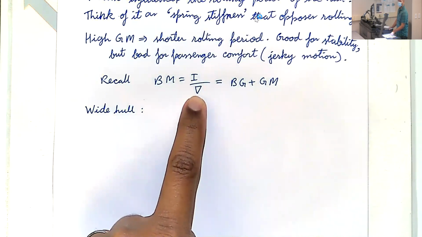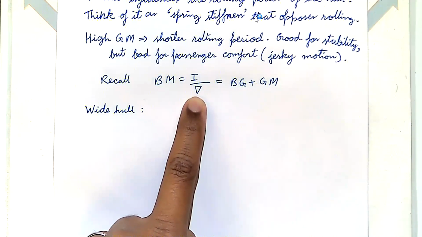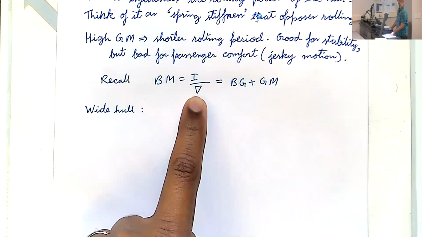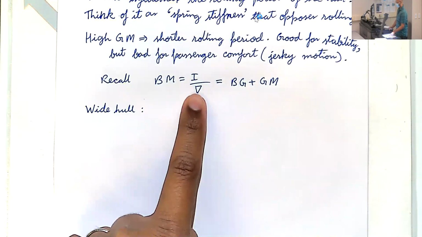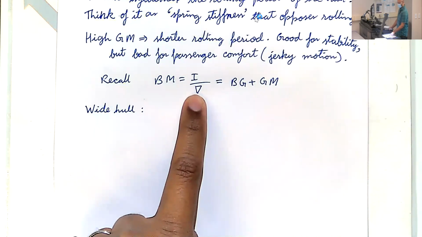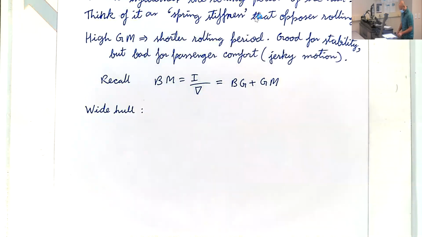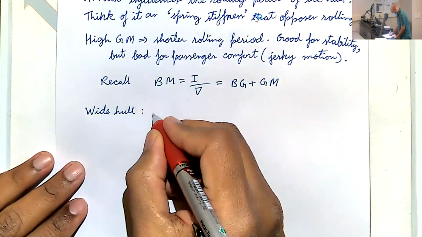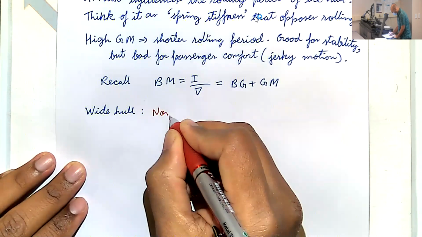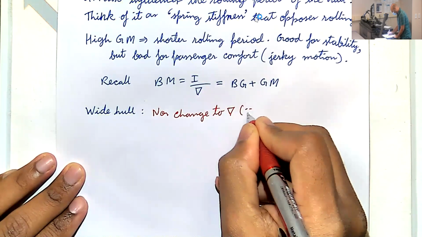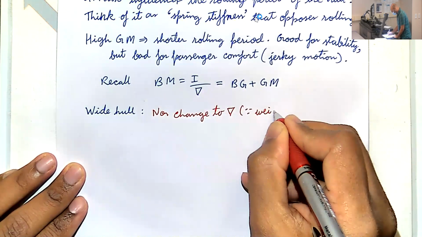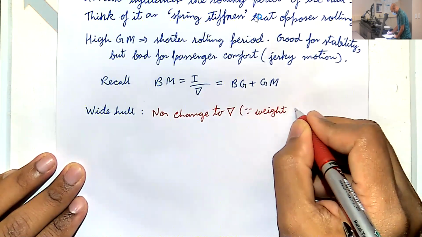Is that okay, everybody? Very basic concept. So if that's not okay, don't make me go forward. The submerged volume only depends on the weight of the floating object, nothing else. That's the main principle of buoyancy, okay? So a wide hull means we have no change to nabla, since weight is unchanged.